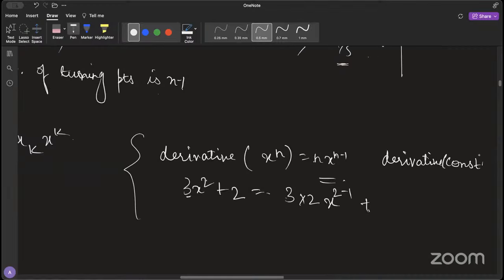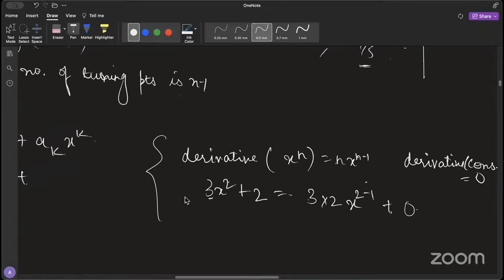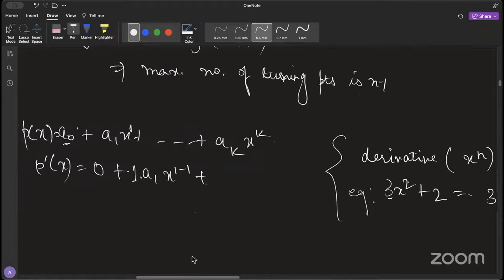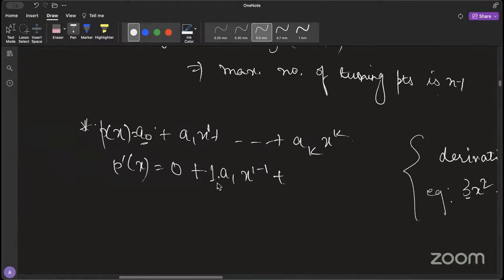Derivative of constant is 0. And this will be 0. So if you will have this thing, you will have 1 in front and then x to the power 1 minus 1. Then you will have a2 and then 2 in front because you have a2x square, right? So 2 in front, a2, x to the power 2 minus 1. And then it keeps going on like this. And you end up with k, ak, x to the power k minus 1.